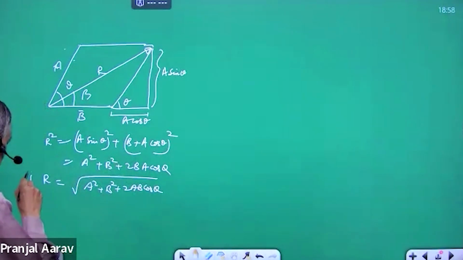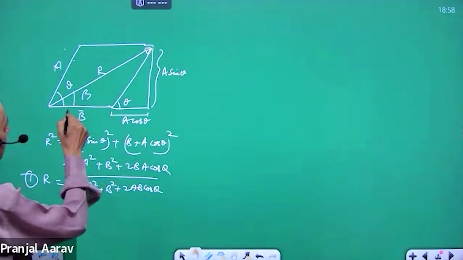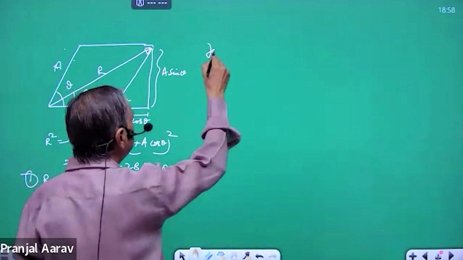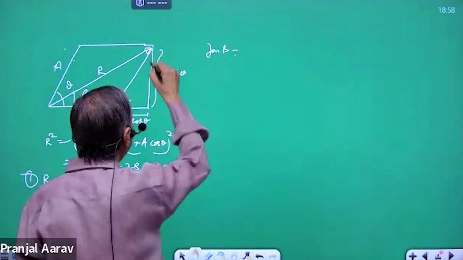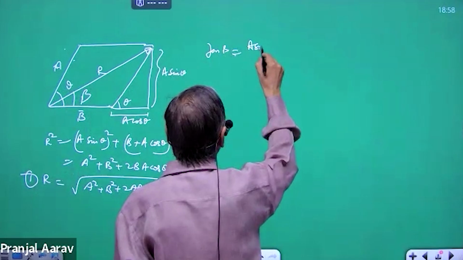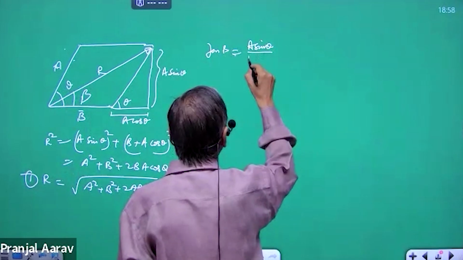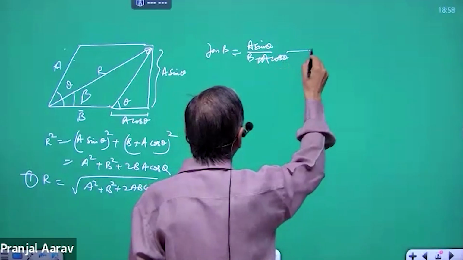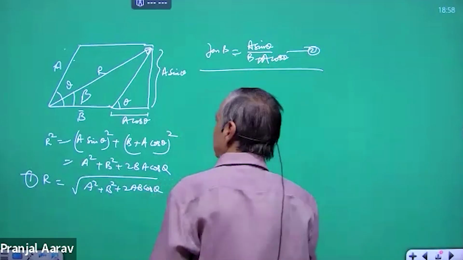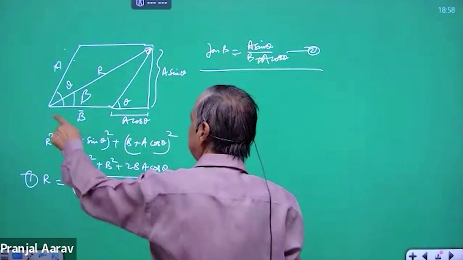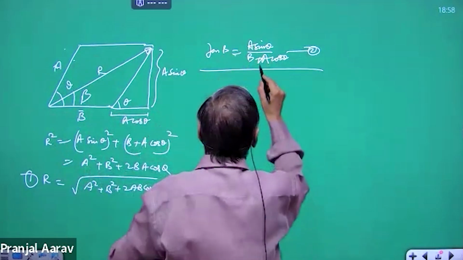This is one you have got. The other is you want beta. Okay. Tan beta is what? Tan beta is perpendicular upon base. Perpendicular is A sin theta upon B plus A cos theta. That is number 2. If this is A here, A will come twice. B is here, B will become once.